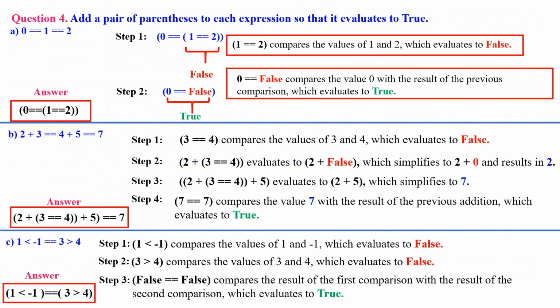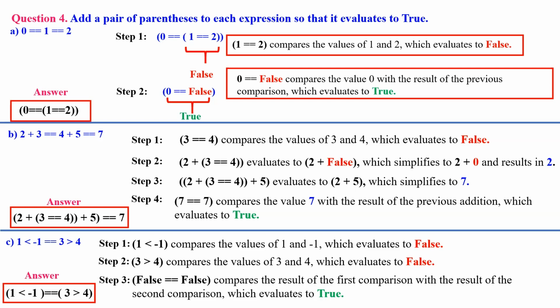Question 4. Add a pair of parentheses to each expression so that it evaluates to true. Question A, 0 equal to 1 equal to 2. Here's the breakdown of the expression. In step 1, 1 equal to 2 compares the values of 1 and 2, which evaluates to false. In step 2, 0 equal to false compares the value 0 with the result of the previous comparison, which evaluates to true.